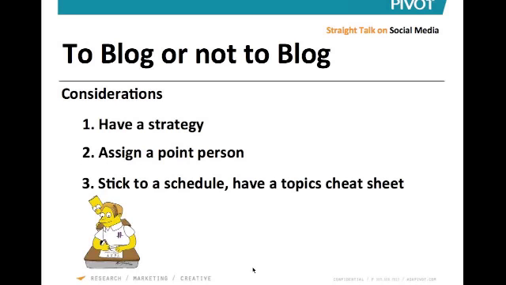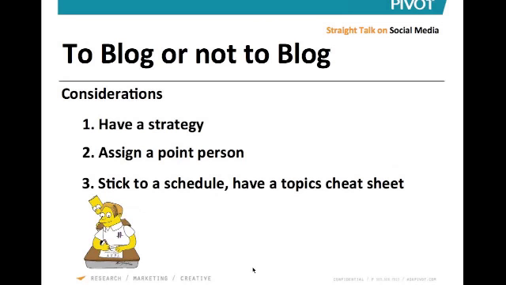A third consideration is to stick to a schedule and have a topics cheat sheet. If you tell people that you're going to blog once a month, okay, that's okay, but make sure you do it. If you tell them once a week, make sure you do it. Just whatever you tell people the schedule is going to be, make sure you stick to it. You can start a blog without announcing a schedule if you want to, but even then you're going to want to make sure that there's some sort of regular updating, because if you let the blog go dry for 3 months, people are just going to forget about it.